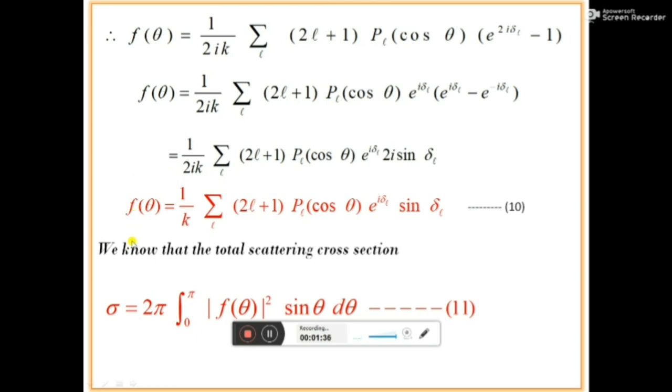Then, from previous knowledge, you may all be very familiar with the expression for total scattering cross section. The total scattering cross section sigma is equal to 2 pi into integral 0 to pi, mod f of theta the whole square, sin theta d theta. This is equation number 11. In this equation 11, let us substitute for f of theta from equation 10.